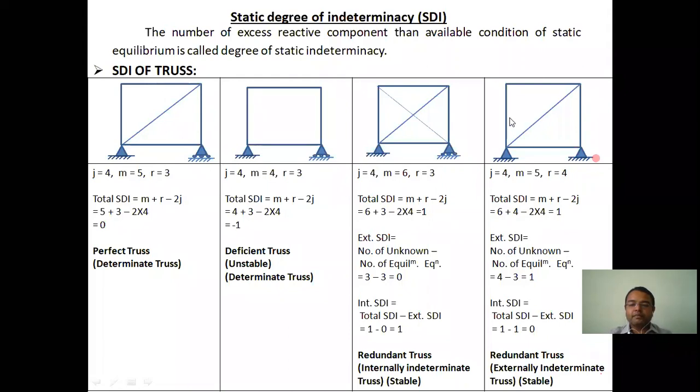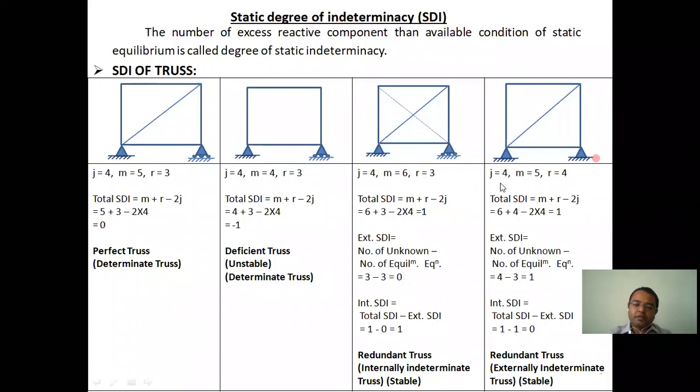So here, I have considered this same example over here, but I made one change: at both the ends there is a hinge support. Because of the provision of this hinge support, there will be a change in the R. The number of joints is 4, the number of members is 5. The number of unknown reactive components: for a hinge support, 2 reactive components. For hinges, 2 plus 2, 4.